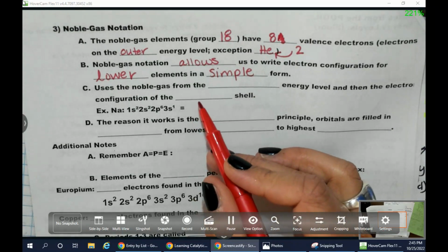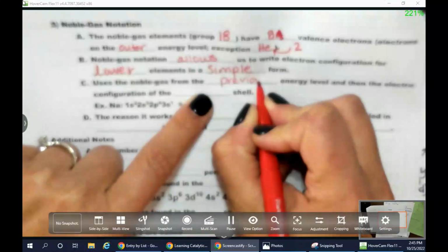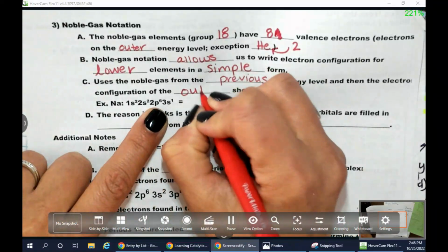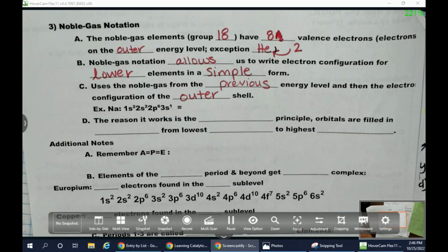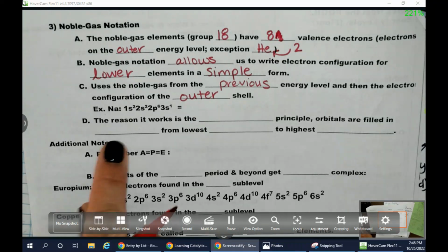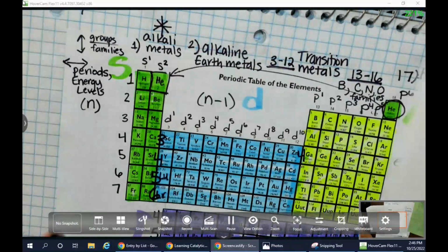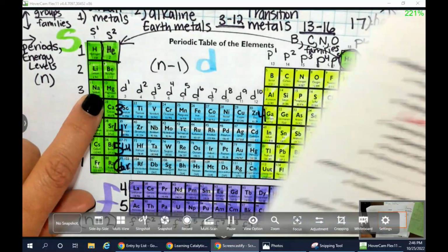Okay, so it uses the noble gas from the previous energy level. And then the electron configuration of the outer shell. Okay, so we are going to take a look at the first example, which is given to you, which is sodium, right? So everybody make sure you find sodium on your periodic table, put your finger on it. So it's going to be important for the next step. So find sodium on our periodic table. So here's my periodic table. Sodium is right here, right?